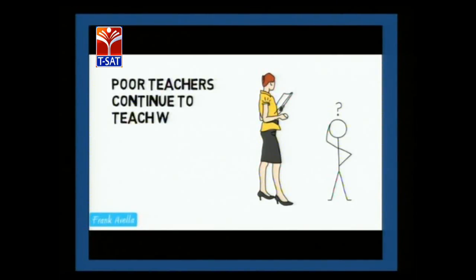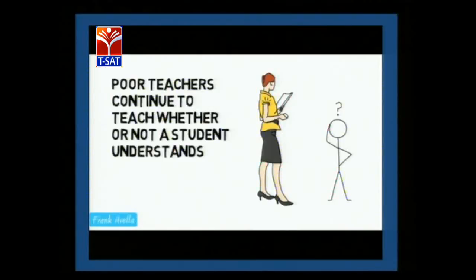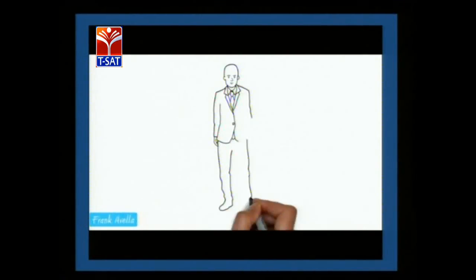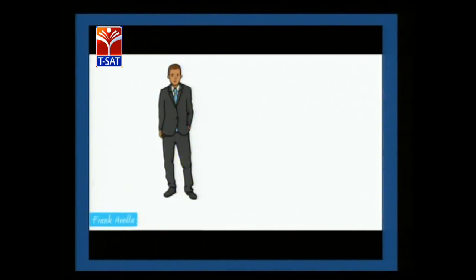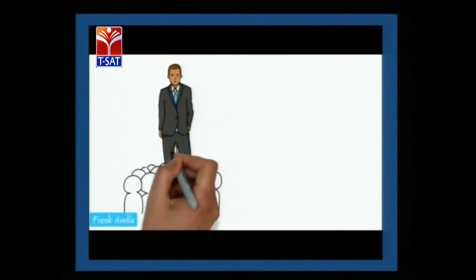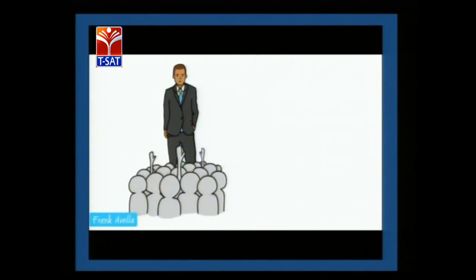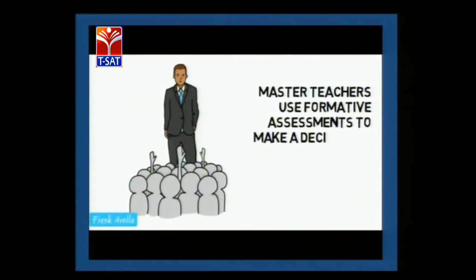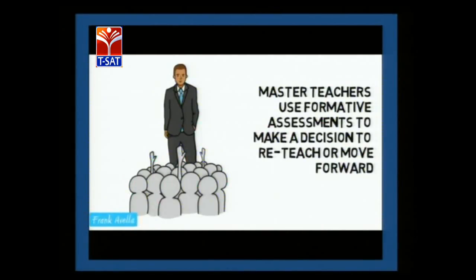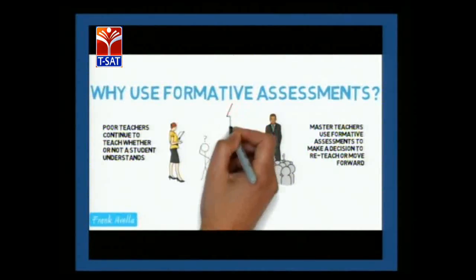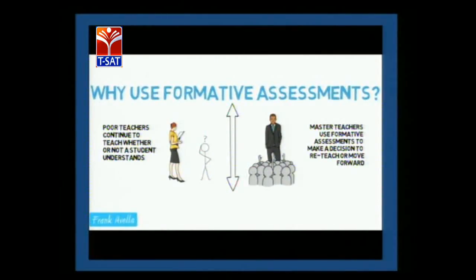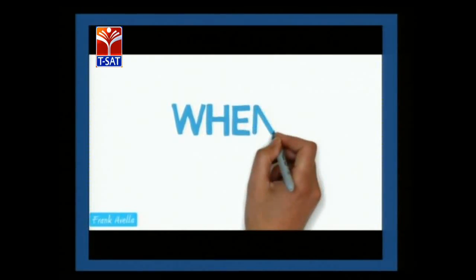Poor teachers continue to teach whether or not their students understand. However, teachers need to know if their students don't understand what's being taught. Otherwise, you're going to wind up with a class full of confused students that haven't learned anything. So master teachers use formative assessments to make decisions to reteach or move forward. Use formative assessments to change a teaching method, to assign extra homework, or even move forward onto the next topic.